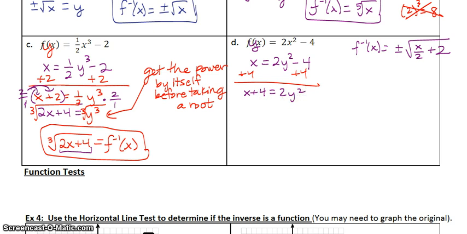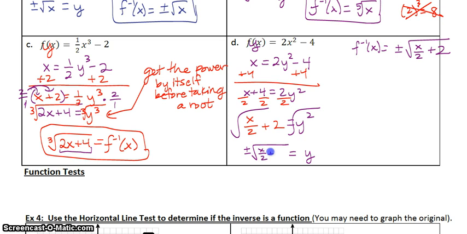I'm going to divide by 2. And when you multiply or divide, do it to everything. I also could have said multiply by 1/2. Either one would have been correct. And now to get rid of a square, I'm going to square root it. Because it's an even root I'm doing, I put the plus or minus in front. And that's how I got this for my answer.